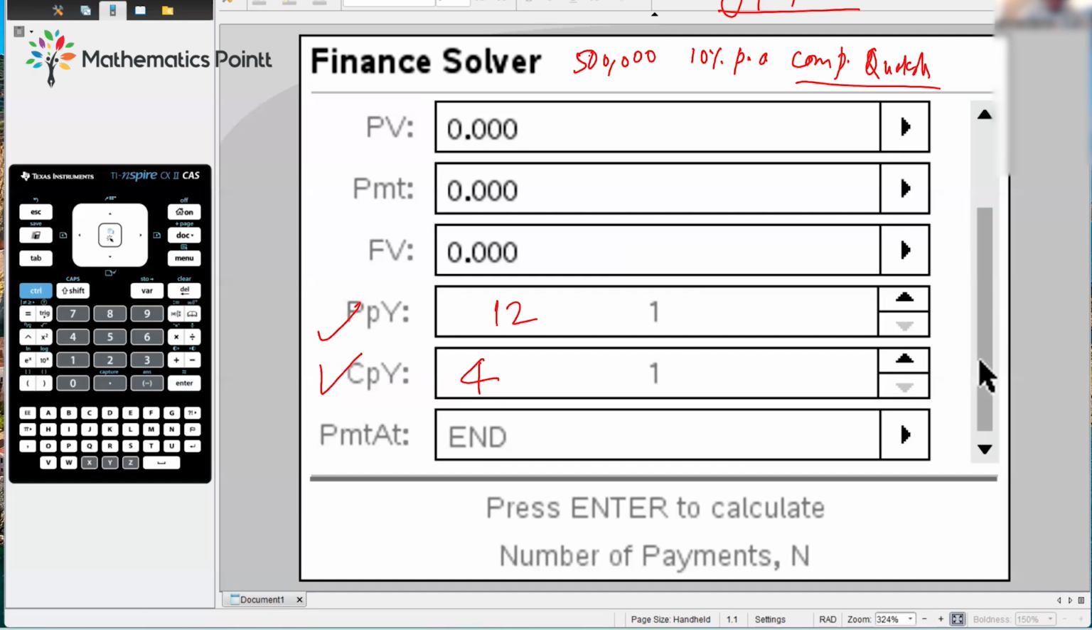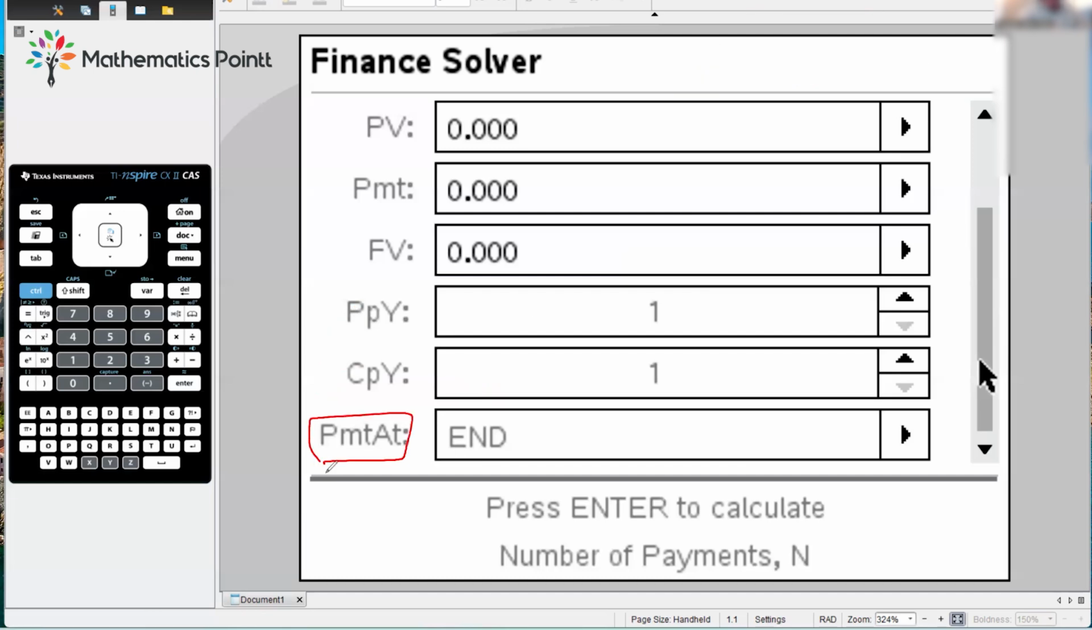And the last but not the least is PMT Act, the most ignored field of the financial solver. PMT Act just tells us whether the interest is compounded at the end or at the beginning of the compounding period. By default, it is set to end, that the compounding is always applied towards the end of the compounding, not at the beginning. But there could be a question where they clearly say that the interest is applied before the compounding period. In that scenario, you have to change this PMT to beginning.